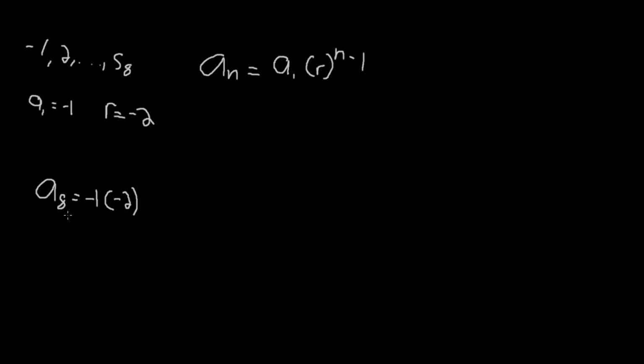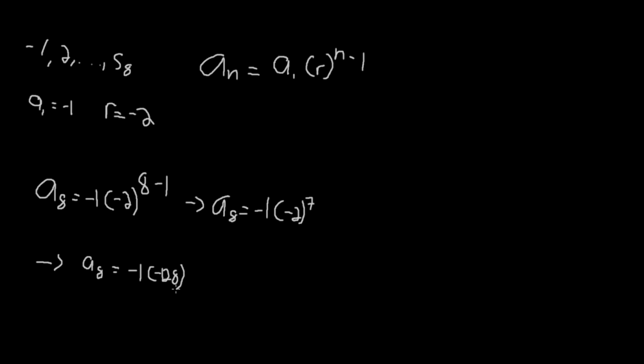And you see this 8 over here, this will become our exponent. And we subtract that by 1, which will become 7. Now, once we have done that, we know that -2 to the power of 7 is -128. So we write that down as a sub 8 equals -1 multiplied by -128.